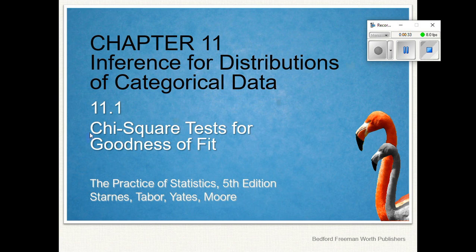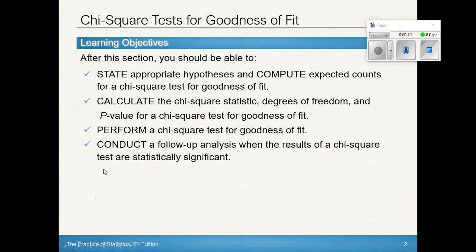So the first section is called the chi-squared goodness of fit test. In this section, we'll learn to state the hypotheses and compute expected counts for the chi-squared goodness of fit test. We'll talk about calculating the test statistic. It's the chi-squared test statistic. It uses degrees of freedom and comes up with a p-value again. All those things come together to perform a chi-squared goodness of fit test, and then we'll talk about the follow-up analysis on understanding what those results mean when they are statistically significant.